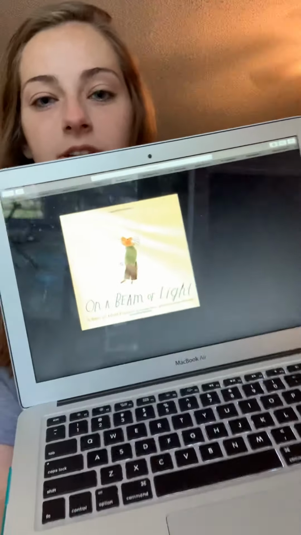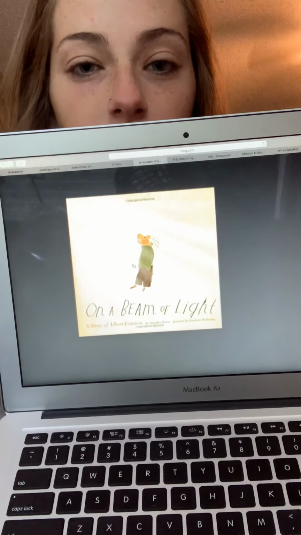Here is the book that I did. It is called On a Beam of Light by Jennifer Burney, and it's basically just about Albert Einstein in the beginning of his life, how he was in school, what kind of student he was, what kind of things he discovered, things like that. Three or four facts about my scientist.